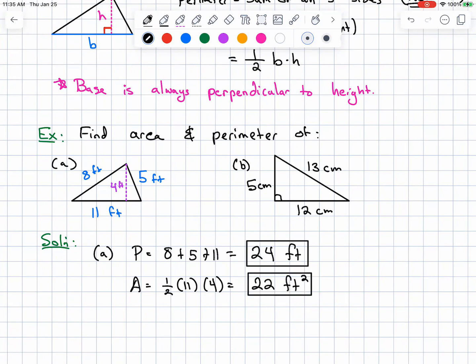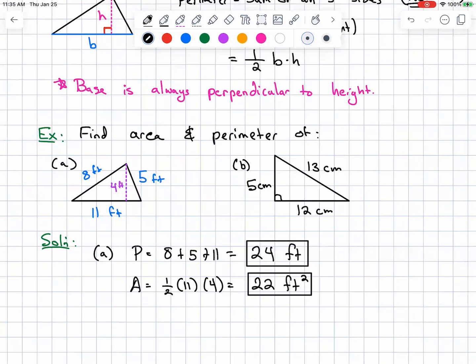And so remember, perimeter is a one-dimensional object. It's just how many feet you would walk across it or how many centimeters you would walk across it. Whereas area is a two-dimensional thing. In order to find area, you have to have 2 dimensions. Volume, you have to have 3 dimensions.